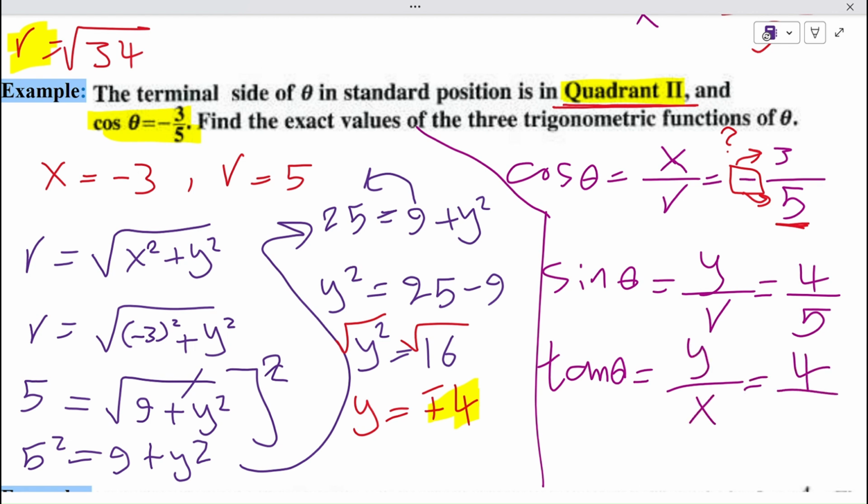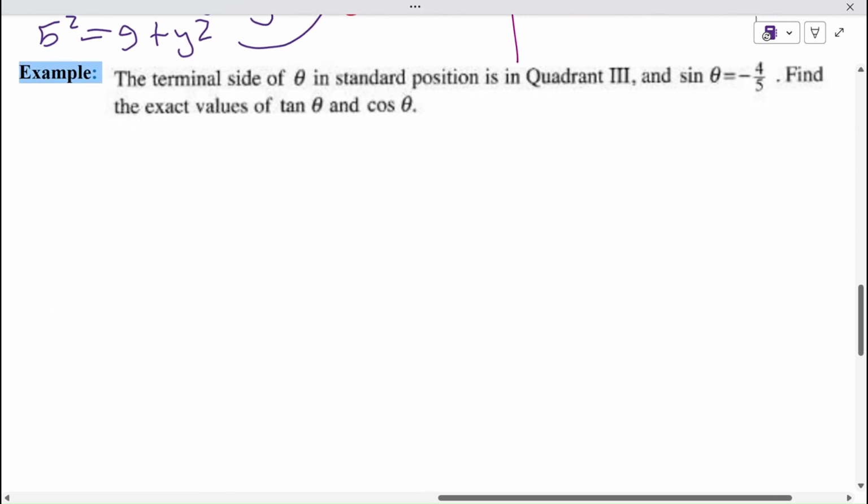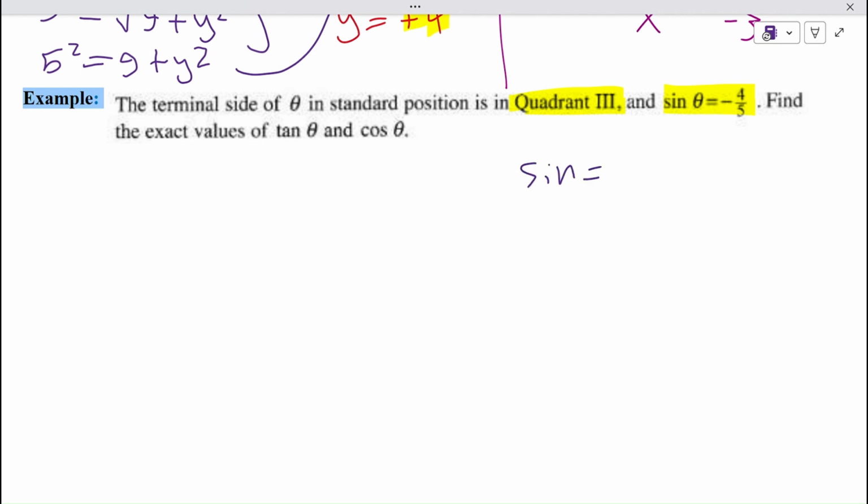Okay, so let's solve another question about it. Look at this question. Okay, in this question, again the question said the terminal side of theta in standard position is in the third quadrant, and the question gave us sine. Then find the exact value of tan and cosine. Okay, guys, sine is equal to y over r, right? Y over r. So this is negative 4 over 5.